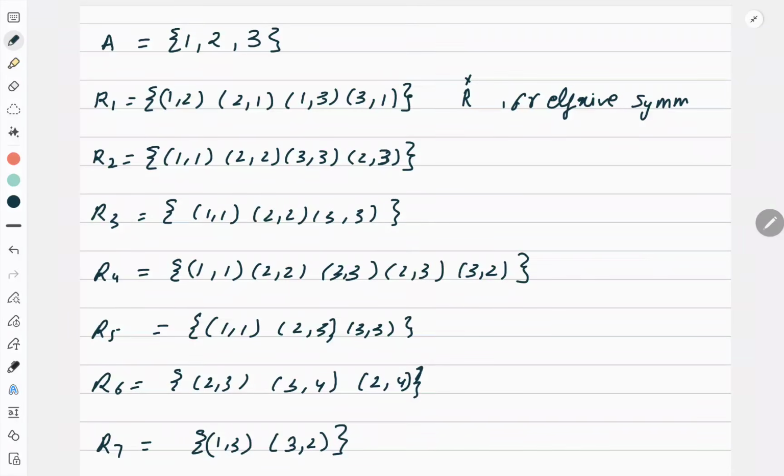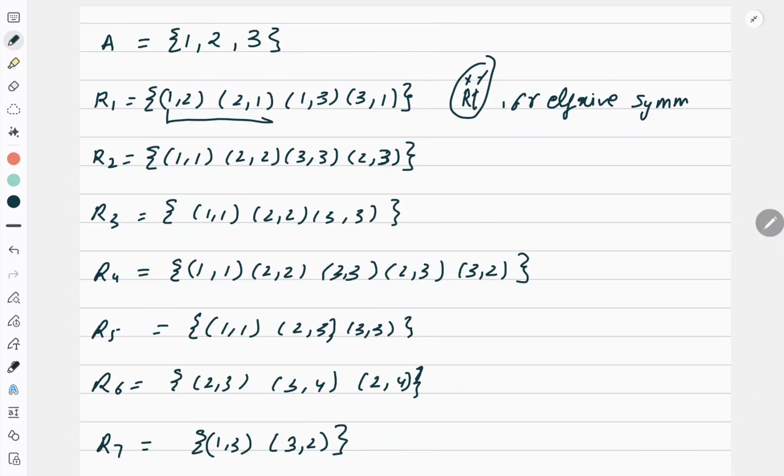Correct? Now I said it is not reflexive. Let me check transitive. So (1, 2) is there and (2, 1) is there. So (1, 1) should be there. But I can't see (1, 1). So it is not transitive. It is not reflexive also. It is irreflexive and it is symmetric. Okay. So this is how you have to check for all the relations.